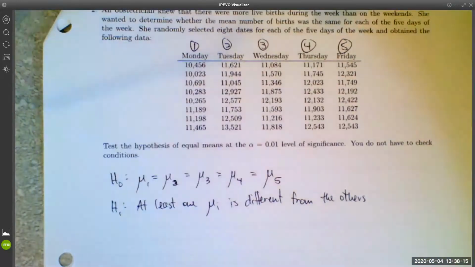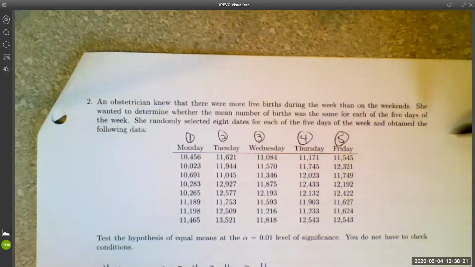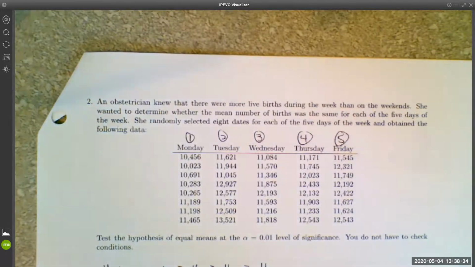Okay, so just looking at the data, in other words, reading the scenario again, it's a known fact that there are more live births during the week than on the weekends. People don't want to ruin their weekend by having a baby, I'm just kidding. That was a joke, a bad joke. But there are more live births during the week than on the weekends.